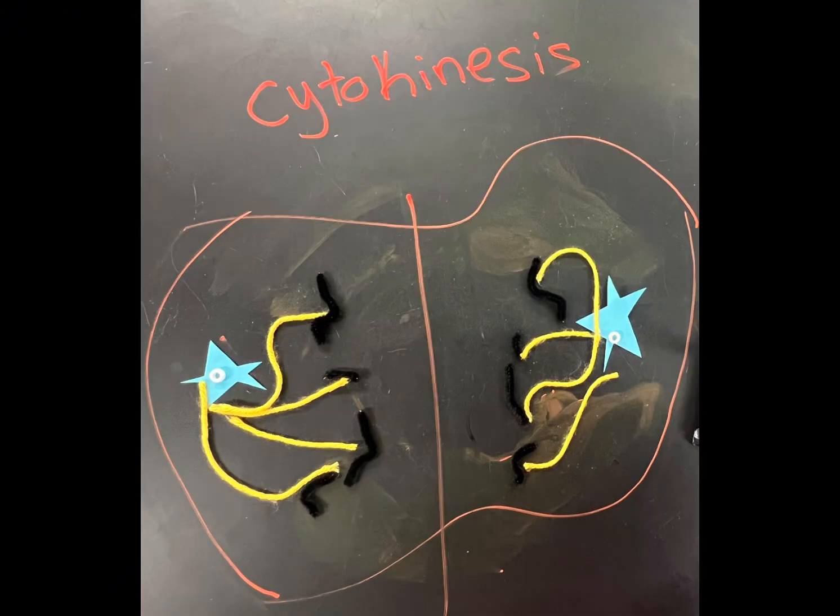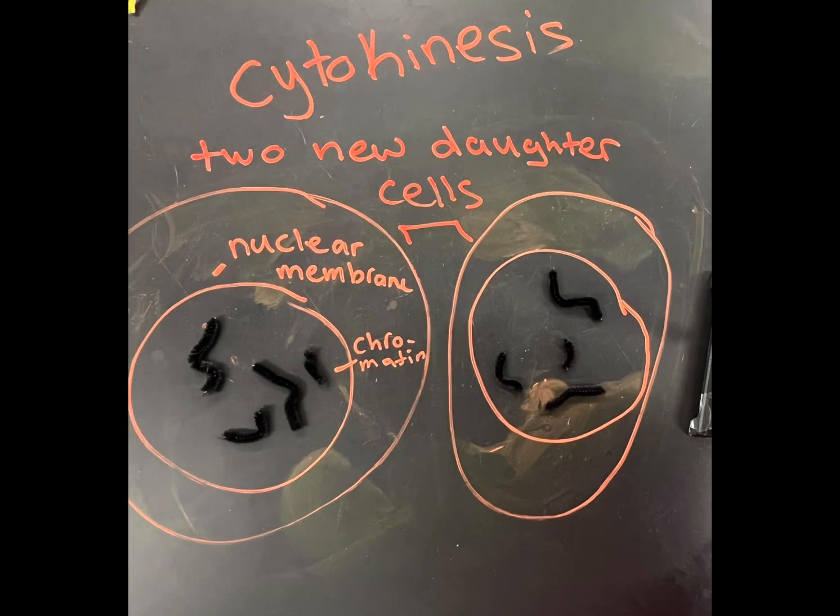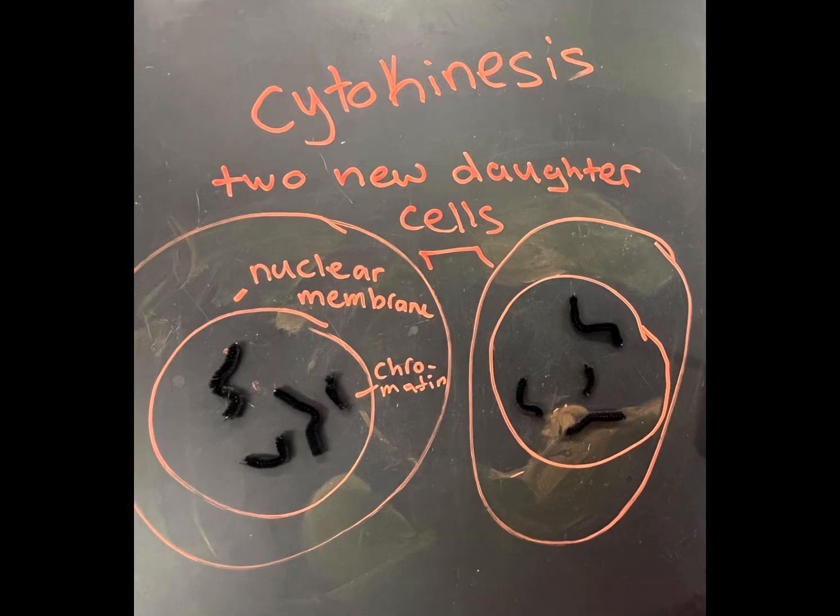The last process of mitosis is cytokinesis, where the cytoplasm splits, forming two new identical daughter cells. Overall, mitosis is essential for cells in order to grow and develop and replace old non-functioning cells.